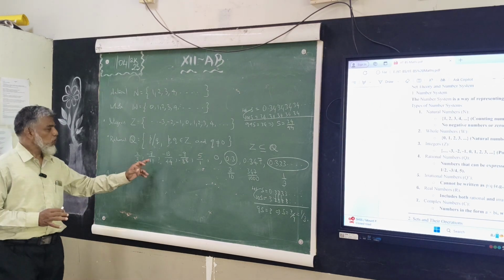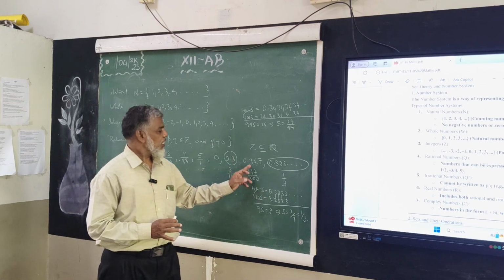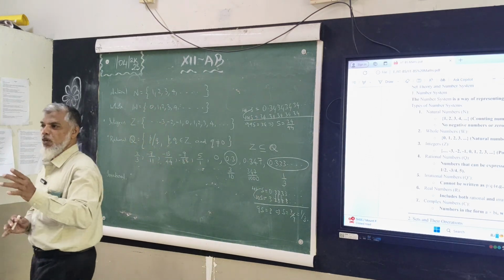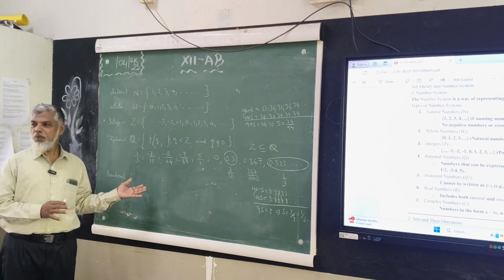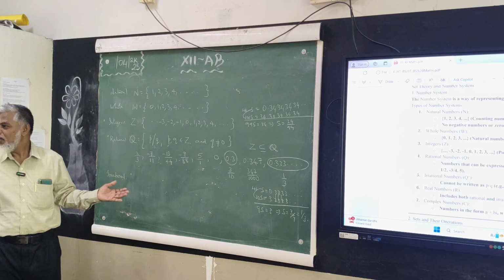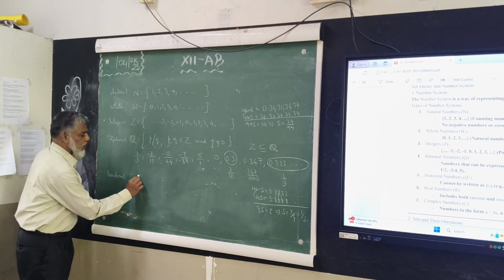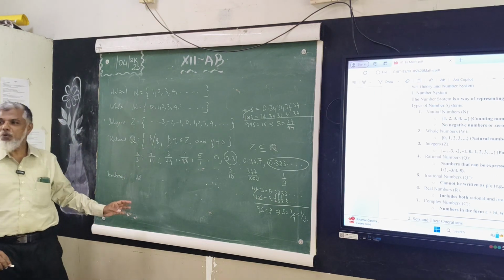I have given 1, 2, 3, 4, 5, 6, 7, 8, 9 — nine examples for rational. Now, can you give an example for an irrational number? Root 2, good. Root 2. What is the value of root 2?